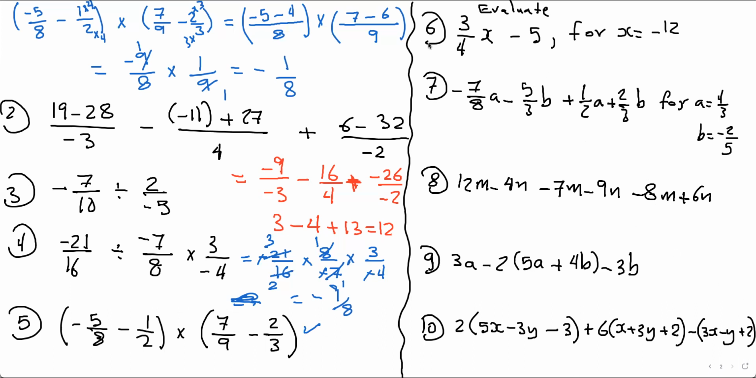With 6 here, they say evaluate 3 over 4x minus 5 for x equals -12. That means you sub in -12 for the x, and the relationship between the 3/4 and the x is multiplication. So therefore you go 3/4, and if you put brackets, that means it's multiplied into -12, minus 5.